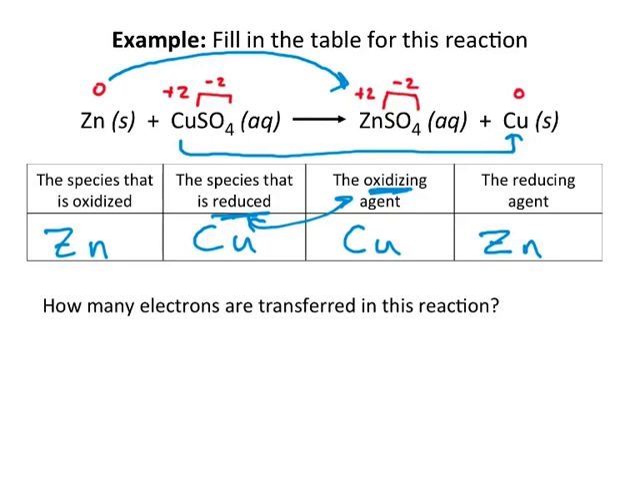Now something else to think about is how many electrons are transferred in this reaction. I introduced this concept here because it's important for you to know how to do it when we revisit this kind of material in the second semester of general chemistry. So, how many electrons are transferred here? Well, zinc goes from 0 to +2, so it has to shed 2 electrons to make that happen. Copper goes from +2 to 0, so it has to gain 2 electrons to make that happen. So there are 2 electrons transferred in this reaction.